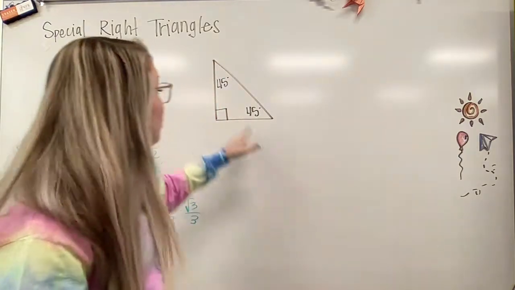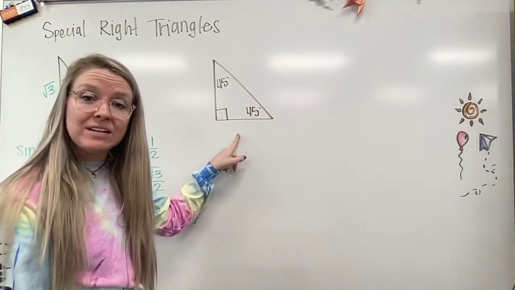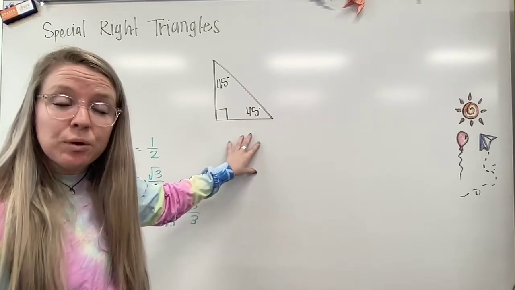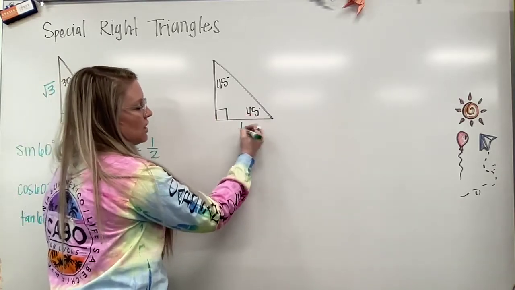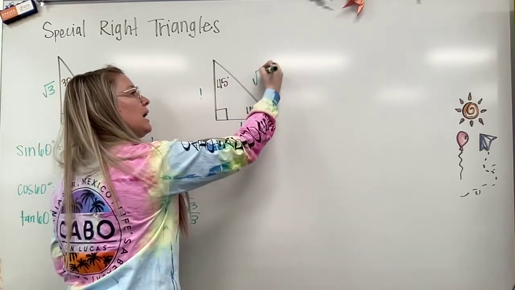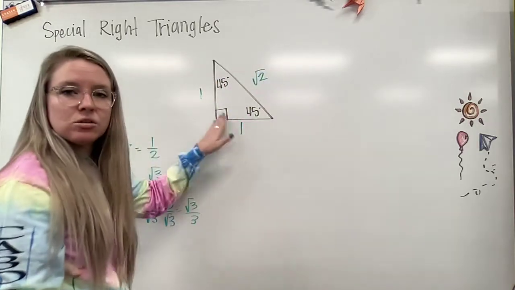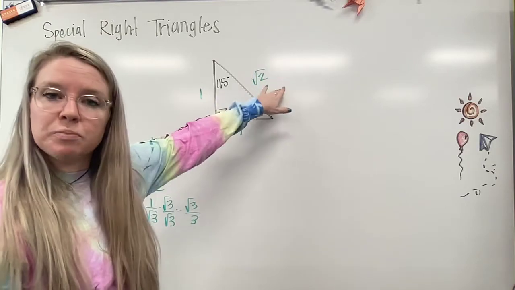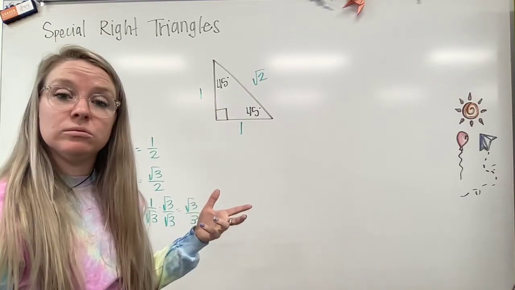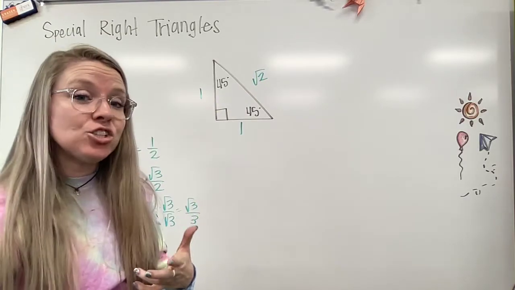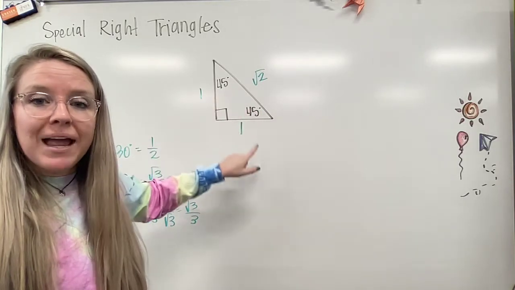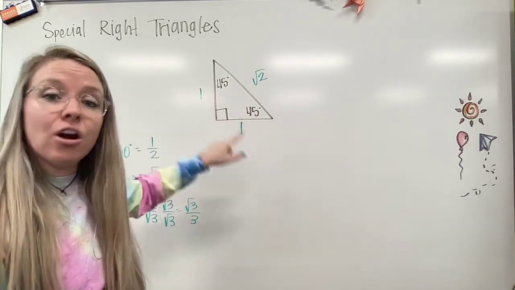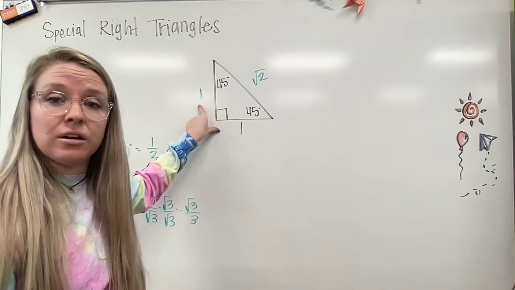Okay, we got one more triangle left. We have our 45, 45, 90. This one, if you remember, the side lengths here are the same. So we'll say 1, 1, and root 2. So these two sides were the same, and then we multiplied the side by the square root of 2 to get the hypotenuse. This is a nice triangle because 45 and 45 are the same angle. My opposite and adjacent side are always going to be equal to each other.